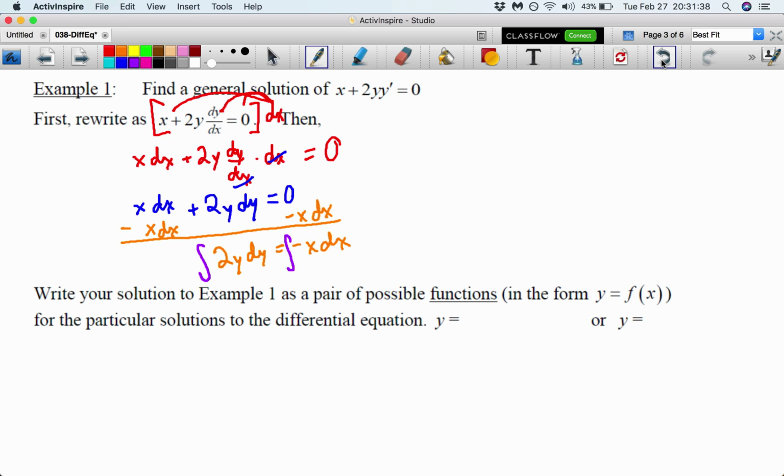So I'm actually going to rewrite this on a separate line, and I recommend you to. So we have the integral of 2y dy. It's always good to have more lines than you need. Integral of negative x dx.